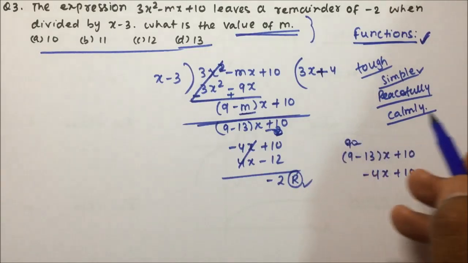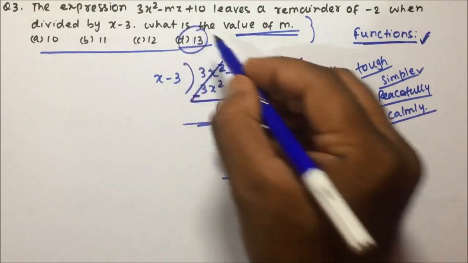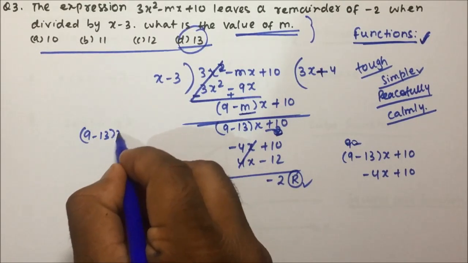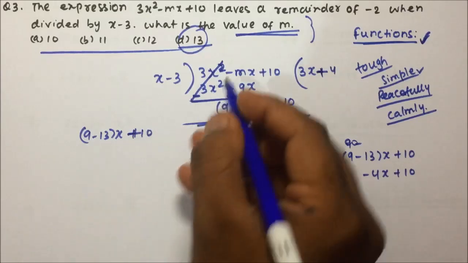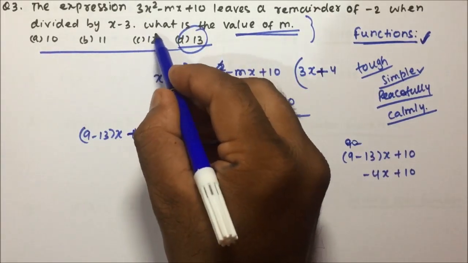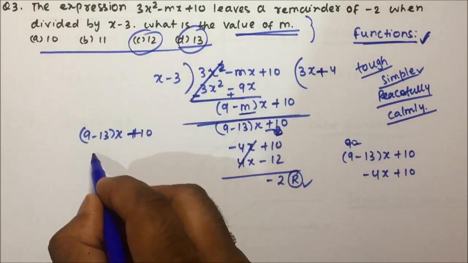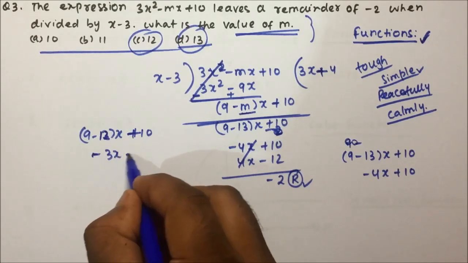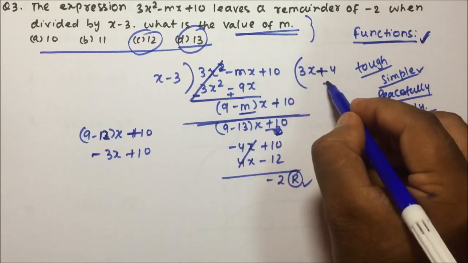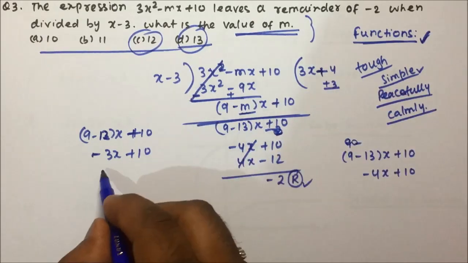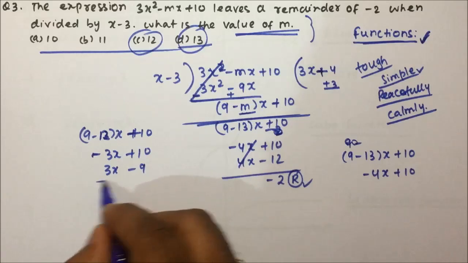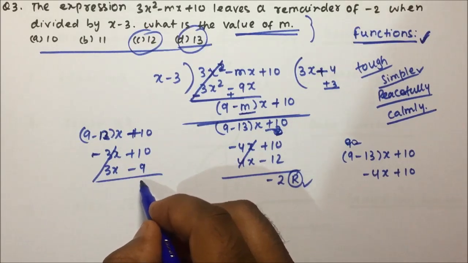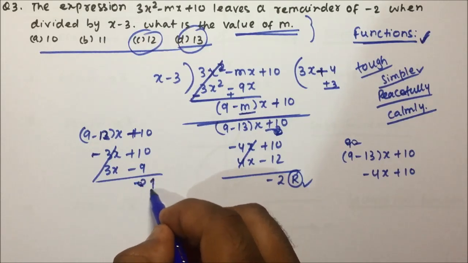So what I have done here friends, I have picked the value of m and then I have solved. Now I have this equation, and I am putting a different value of m. So suppose I am putting 12. So now 12 minus 9 will be minus 3x plus 10. Now what I am going to do, I am going to multiply with 3. So if I multiply with 3, then 3x minus 9. I will not get the remainder as minus 2. I will get the remainder as 1.